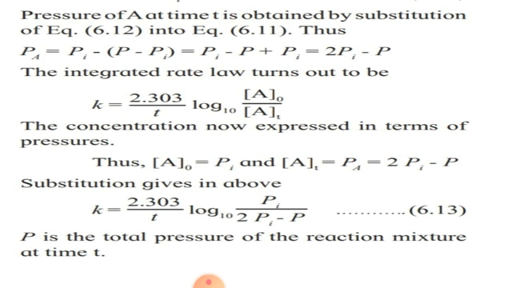Based on this equation, today we are going to solve the numerical. Remember the equation and how we have derived it. So, what is the integrated rate law equation for gas phase reaction? It is k is equal to 2.303 upon t log to the base 10 Pi upon 2Pi minus P. Let's move forward towards the numerical.